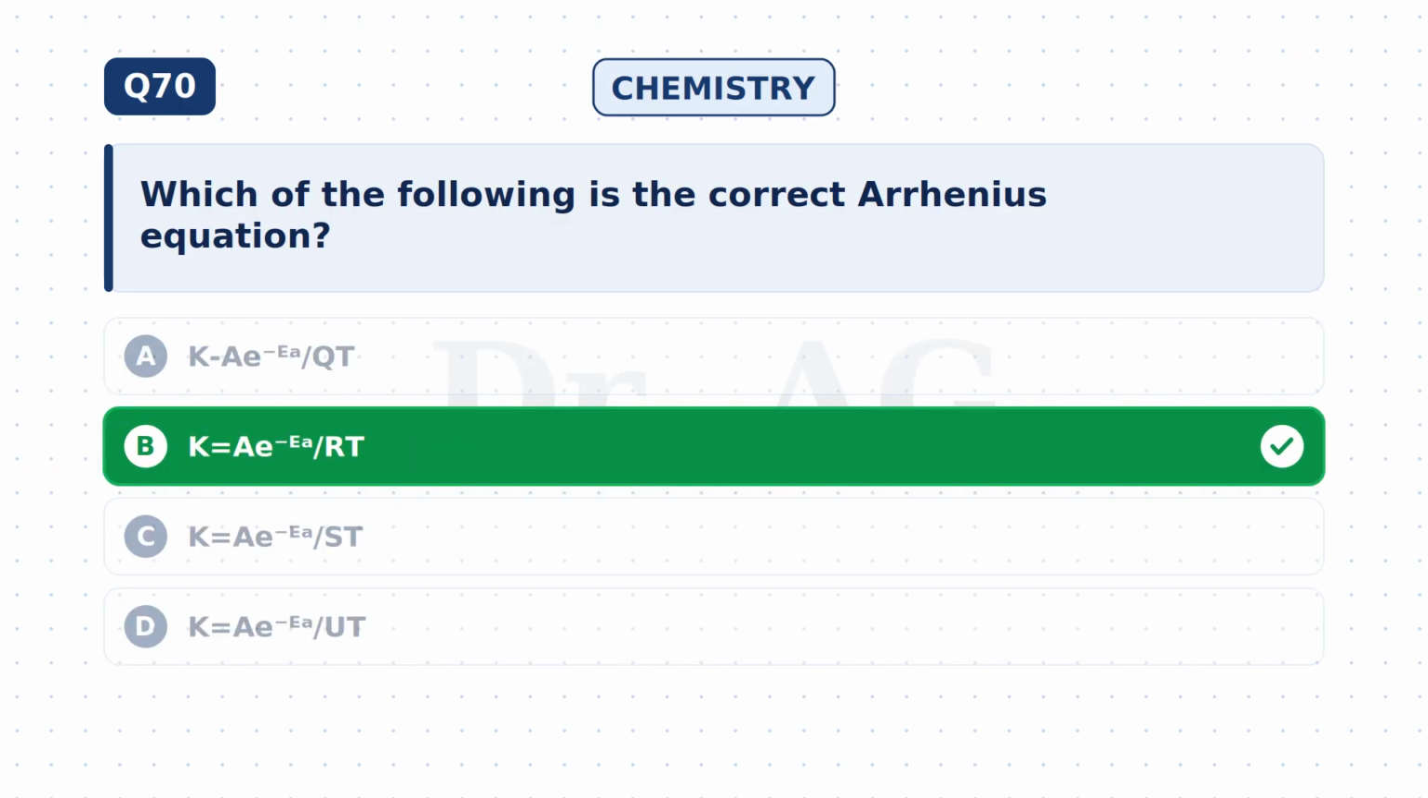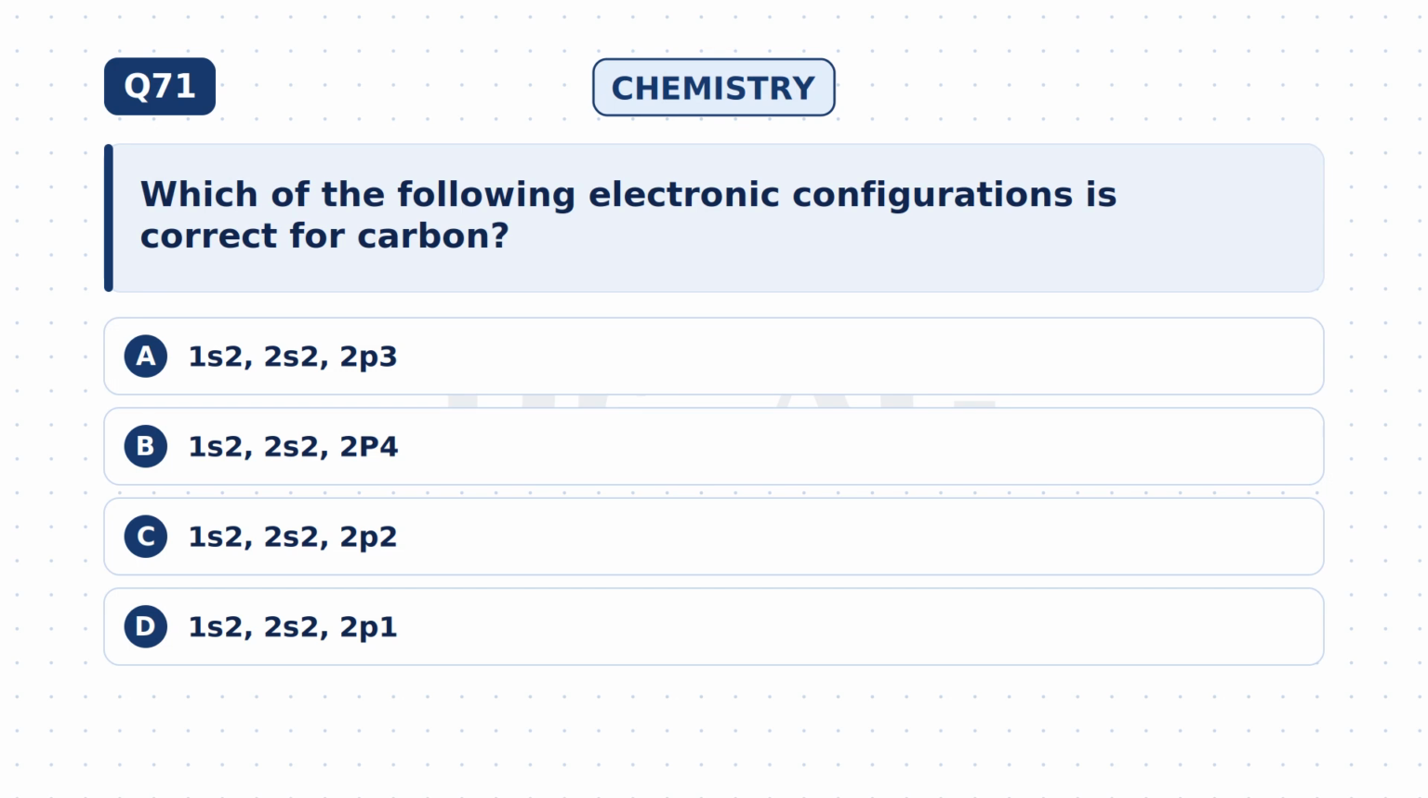The correct answer is B. K equals A to the power minus Ea over RT. Question 71. Which of the following electronic configurations is correct for carbon?